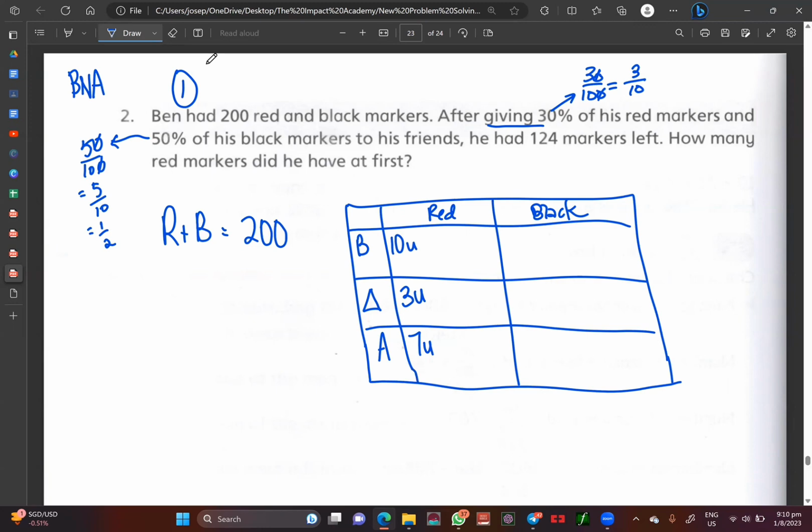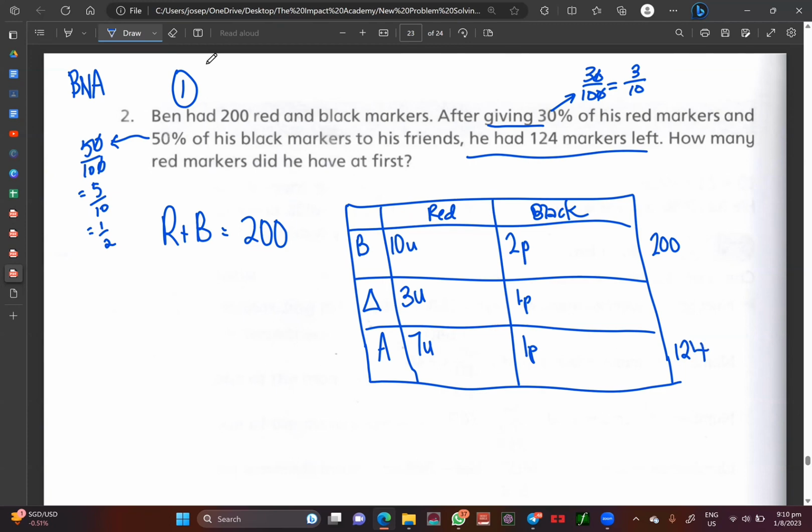However, for black it's a little different because instead of units I'm going to use parts, because they are not the same things, right? So we know that the total is 200, and I know for black how much was given, it is actually 1 part. So we have 2 parts, we gave 1 part, I'm left with 1 part. Now we know that he had 124 markers left, so this is 1, 2, 4.